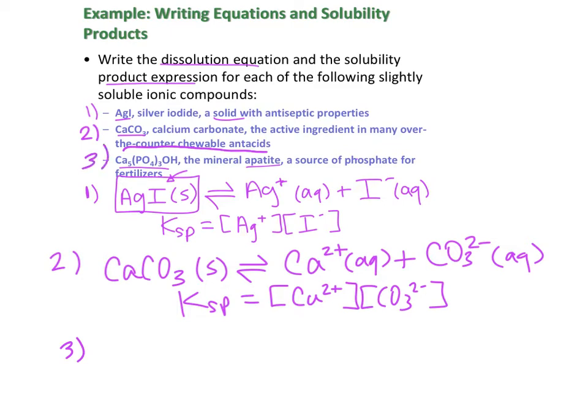And then finally we have this calcium apatite compound. So we have Ca5. So this one's a little bit longer to deal with. It has more ions.